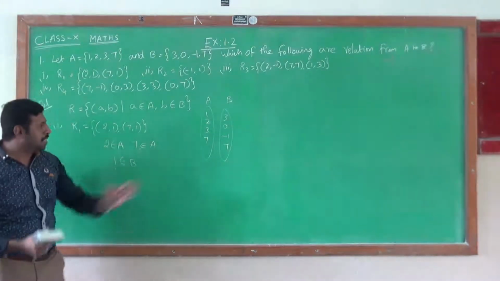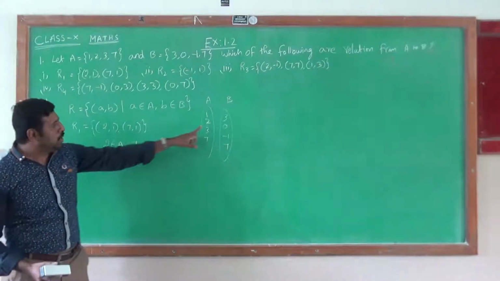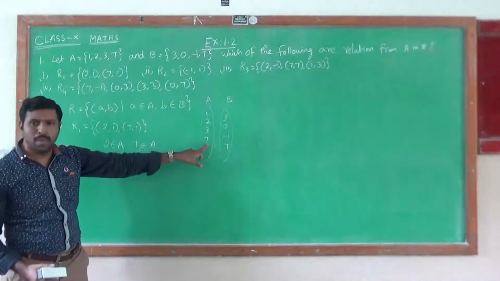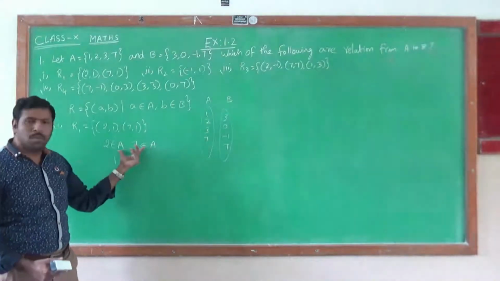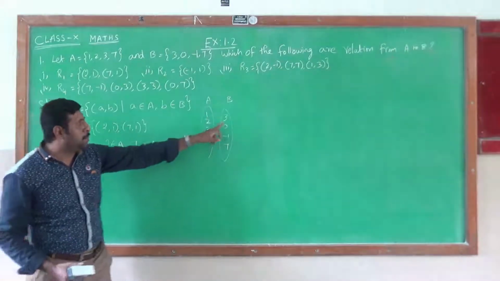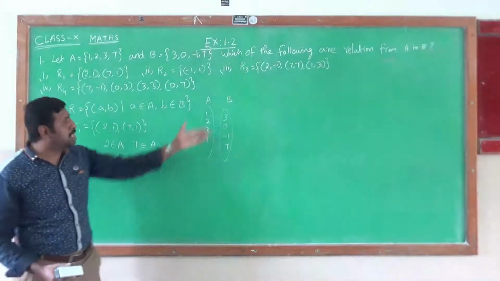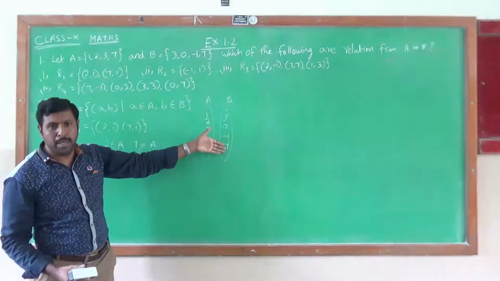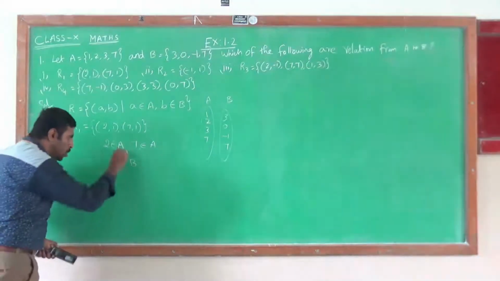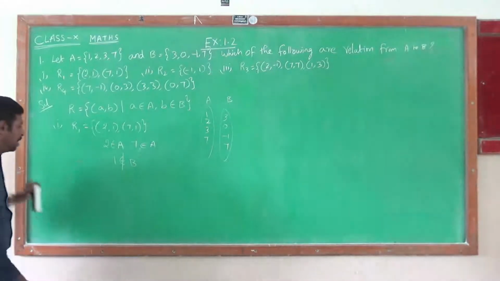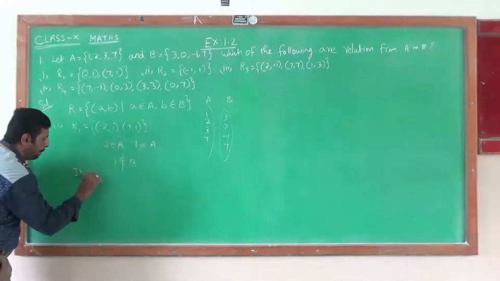Now come to the sets A and B. Is there 2 in the set A? Yes, so it belongs to A. And 7 also belongs to A. So 2 and 7 belong to the set A. But 1 does not belong to B. The element 1 is not in the set B. So there is no such element, and so it is not a relation.